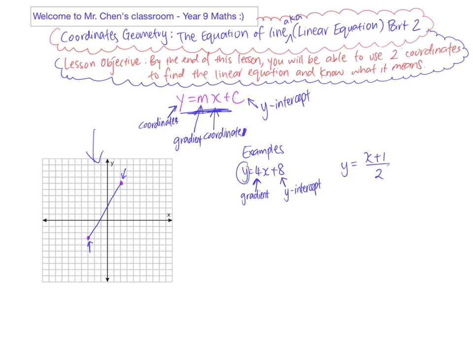This one is quite easy, but the next one is a bit more complicated. The second one is y = (x + 1)/2. What that means is x is divided by 2 and 1 is divided by 2. So each of these numbers needs to be divided by 2. If I write it a bit more formally, it will look something like this: x/2 + 1/2.